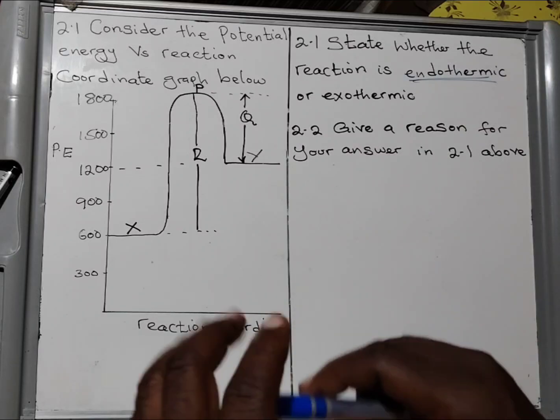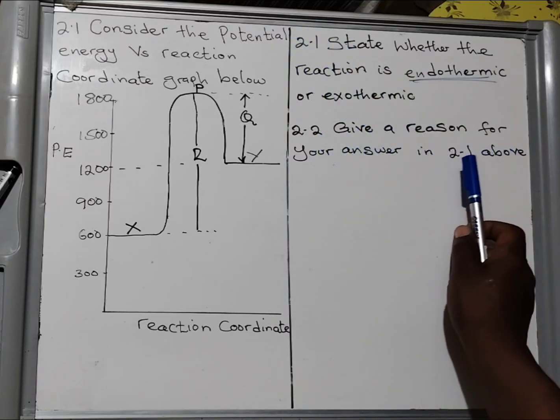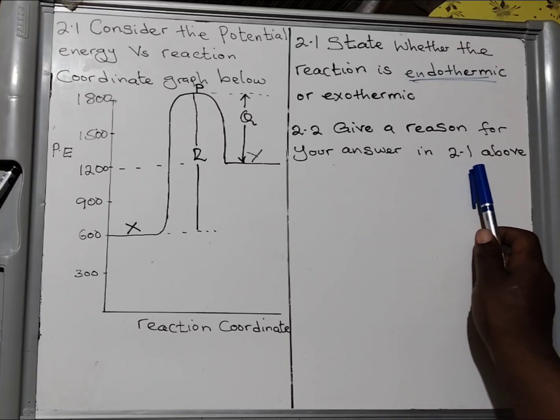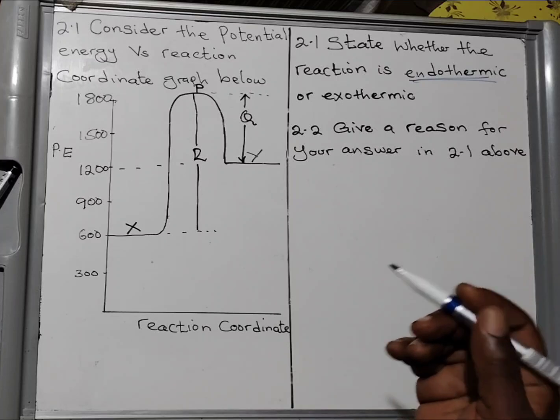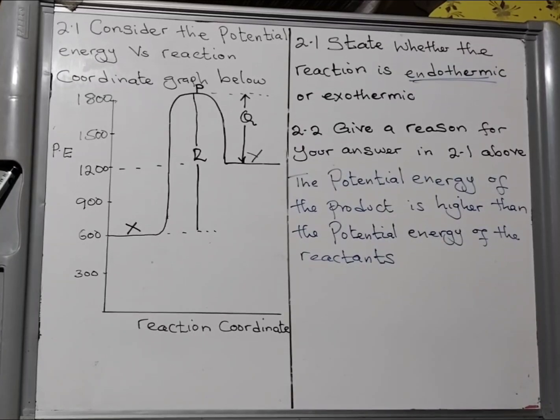So now comes another question. Give a reason for your answer in 2.1 above. We have already given the reason. The reason is that the potential energy of the products is higher than the potential energy of the reactants. So that is that. Let us look at the next question on the same system.